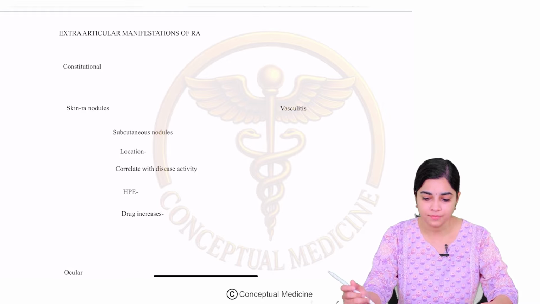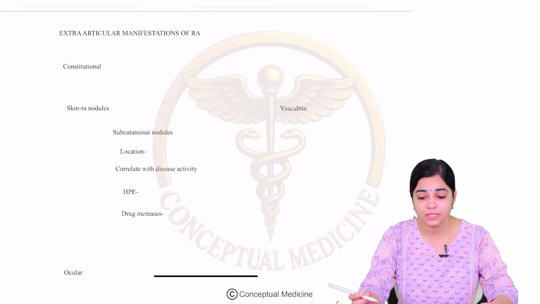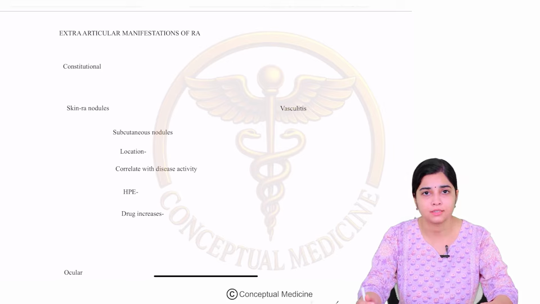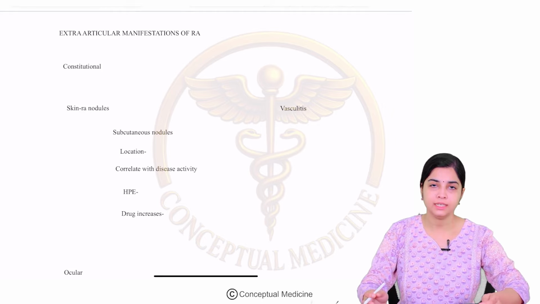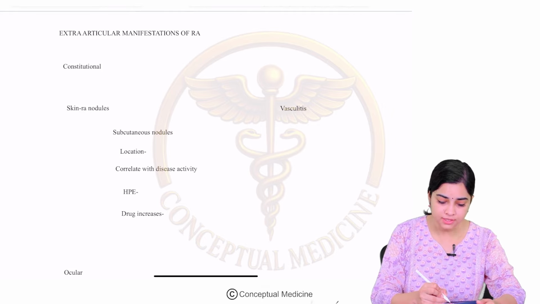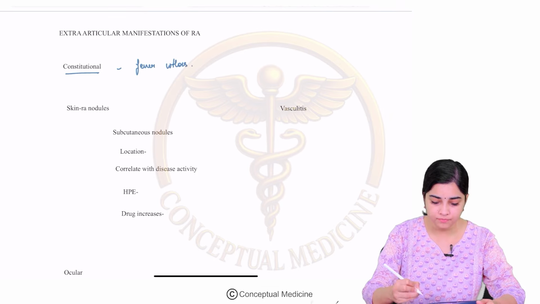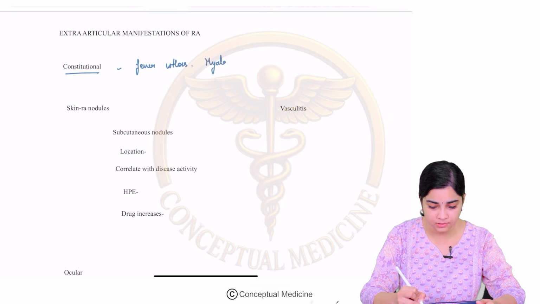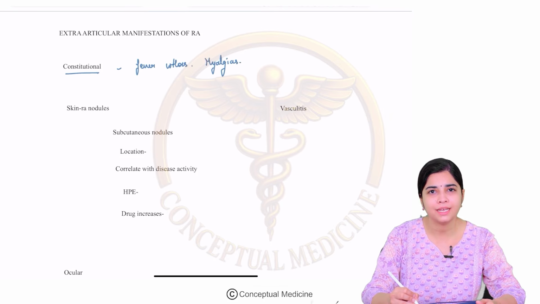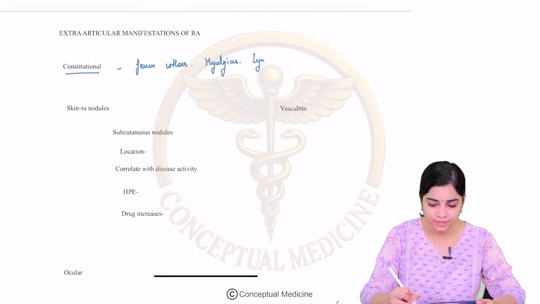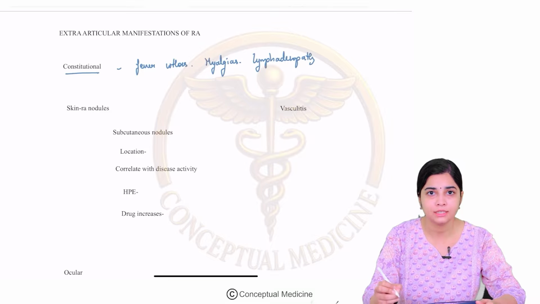Okay, so let's begin. What are the extra-articular manifestations of rheumatoid arthritis? RA can literally affect any part of the body apart from the joints, right? Firstly, it can present with constitutional symptoms. Constitutional symptoms include low-grade fever, weight loss, and myalgias. Very rarely, there can be some amount of lymphadenopathy as well, but that is a very rare symptom.